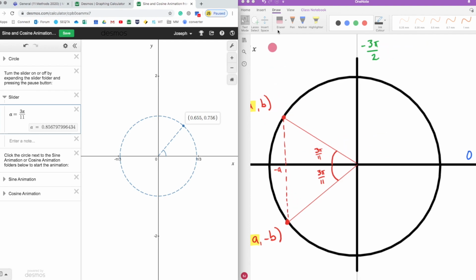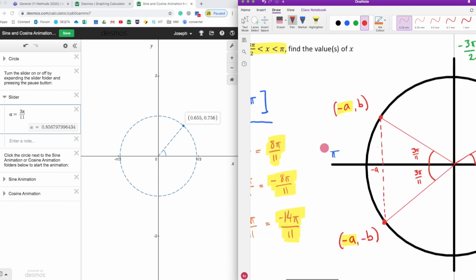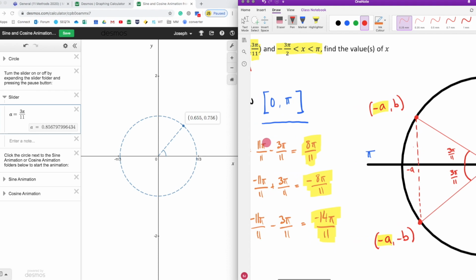We drew in a line from here to here. And we said that was 3 pi on 11. And we said it was a and b. Well, it turns out that a is negative 0.655. And we said this was 3 pi on 11. So that's what we've just done now. But we wanted to find when this was negative. So what we're saying is we're going to get negative 0.655. So let me say that again. We're going to get negative 0.655 when we have 8 pi on 11.